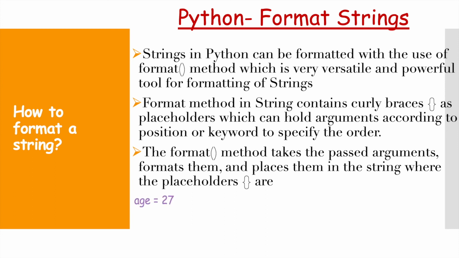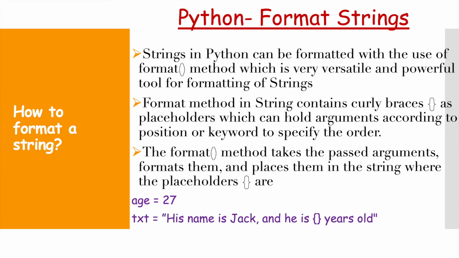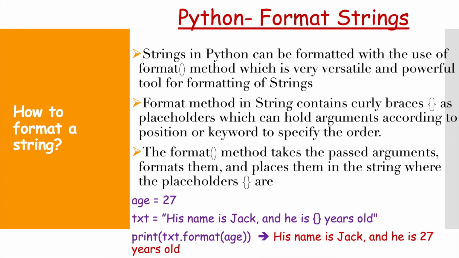So here in this example, you have specified an integer variable, that is age equal to 27, and here is your string variable. His name is Jack and he is, you can see the placeholder, years old, right? This placeholder is curly braces. So when you are calling the format method, that is text.format, and passing the age variable to it, it is going to put the value of age in the particular position where the placeholder, specified by the curly braces, is present. So this becomes: his name is Jack and he is 27 years old.